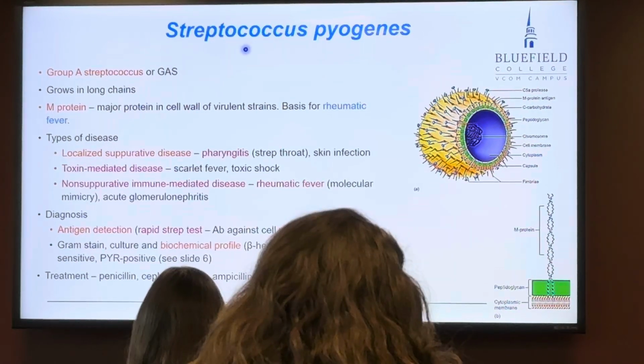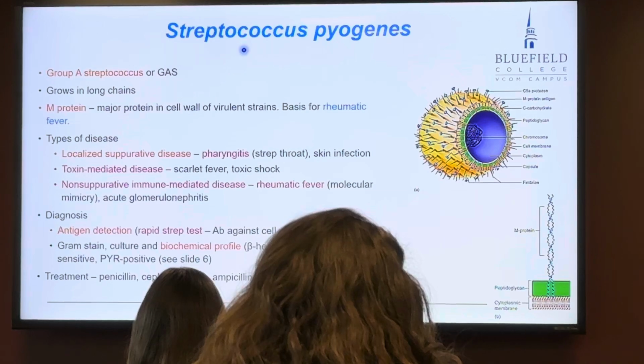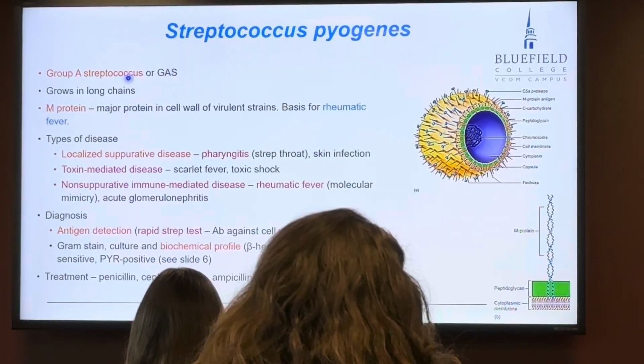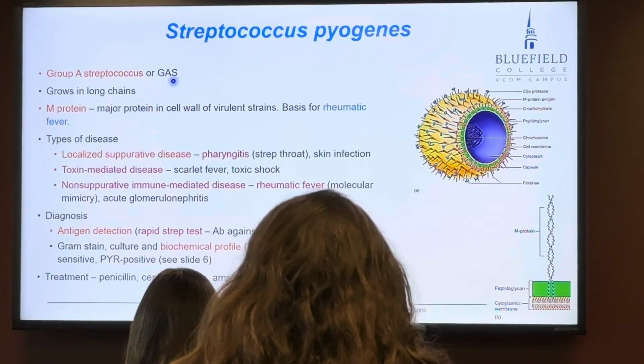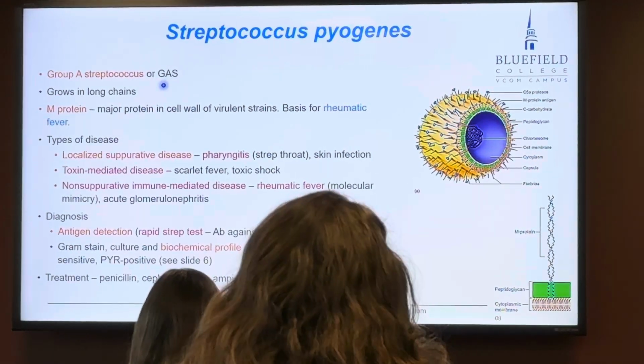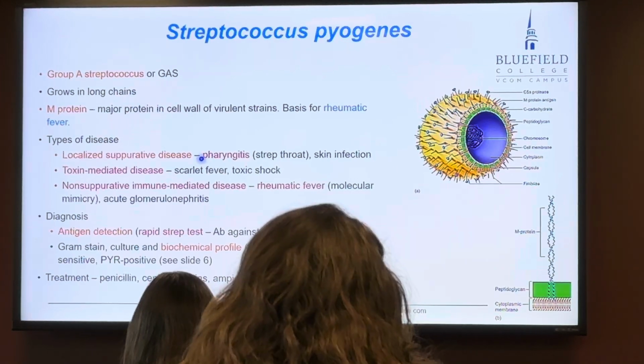So we're going to use the real names, right? We're going to call them by their names. So this is Streptococcus pyogenes. But just when you see GAS in the context of a strep infection, that is Streptococcus pyogenes, growing in very long chains.